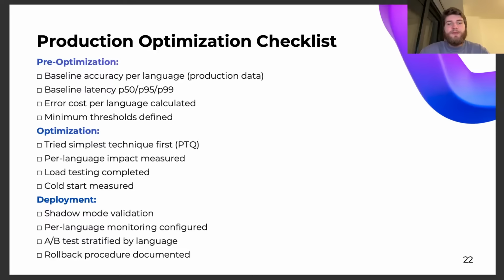Deployment. Have you set up shadow mode testing before full deployment? Have you configured per language monitoring? Have you planned A/B tests with proper certification? Have you documented the rollback procedure? And of course, don't forget about the maintenance phase as well.